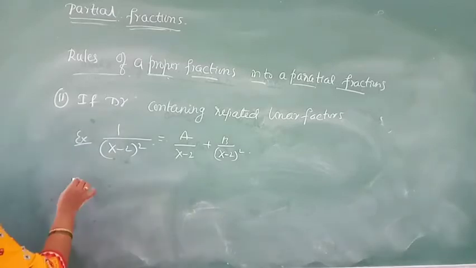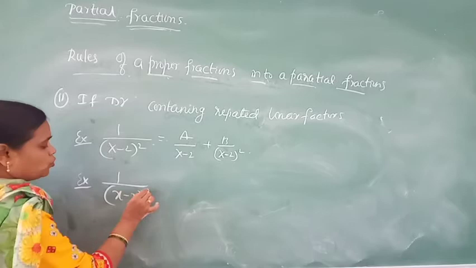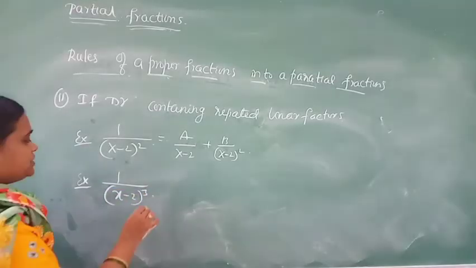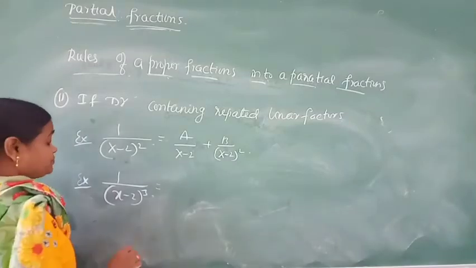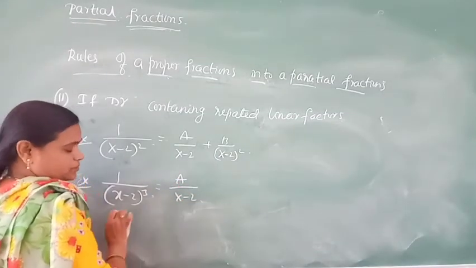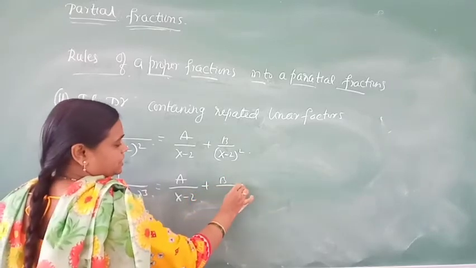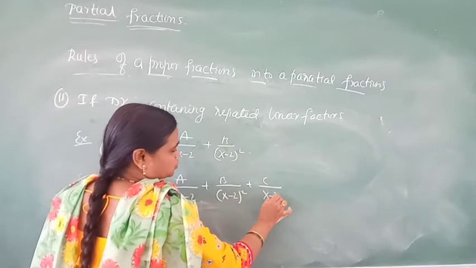For example, I will take another one. 1 divided by (x minus 2) the cube. How do we write this one? How many roots exist? 3 roots. Therefore, 3 constants exist. A by (x minus 2), next b by (x minus 2) square, next c by (x minus 2) the cube.